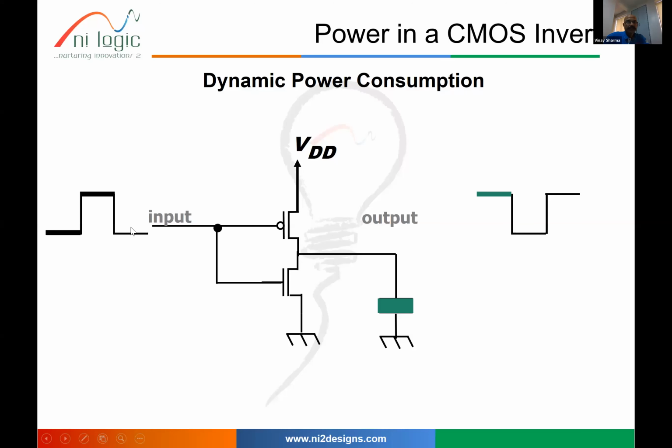The scenario changes when you give a logic high at the input. The PMOS is off and the NMOS is turned on now, and it will allow the capacitor to discharge to ground through itself, making the output go low.